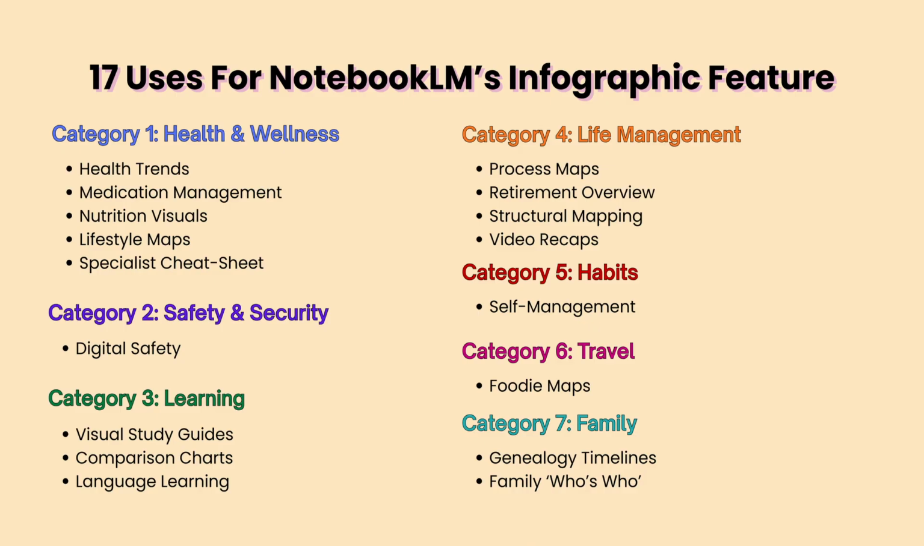Category 5, habits. Self-management. Build daily charts for hydration, vitamins, and social activity. Category 6, travel. Foodie maps. Create visual specialty maps for local markets and food trucks. Category 7, family. Genealogy timelines. Turn ancestor research into visual family narratives. Family who's who. Create relationship maps for complex family trees or stories.